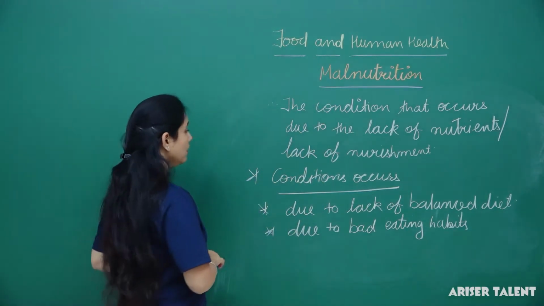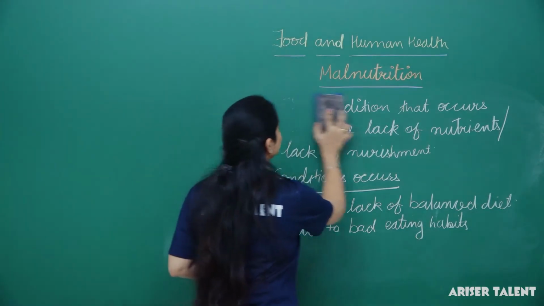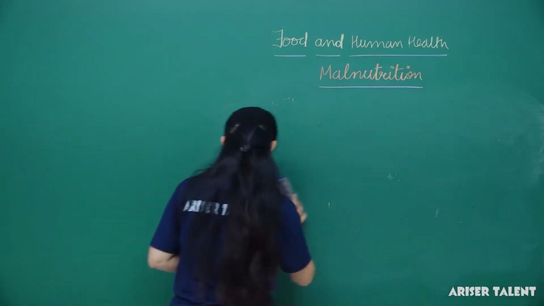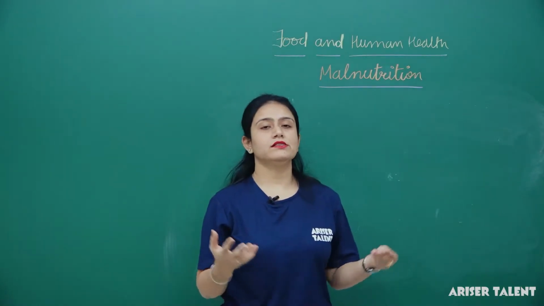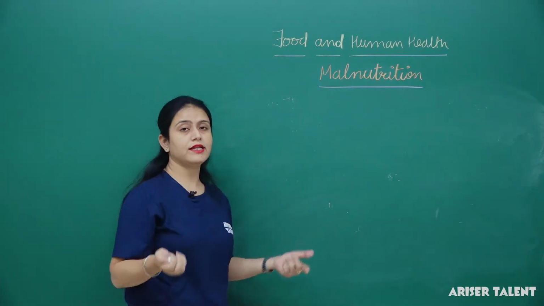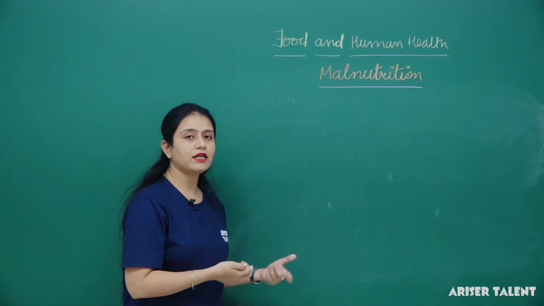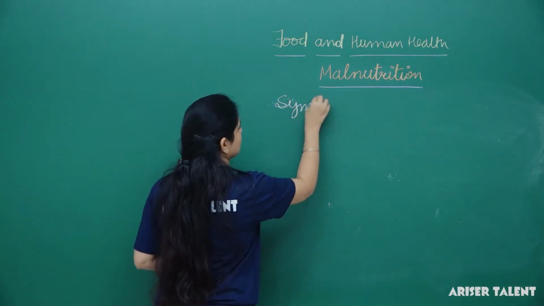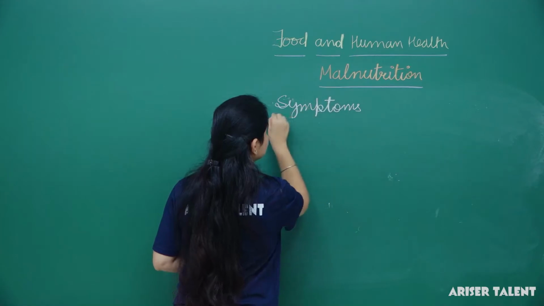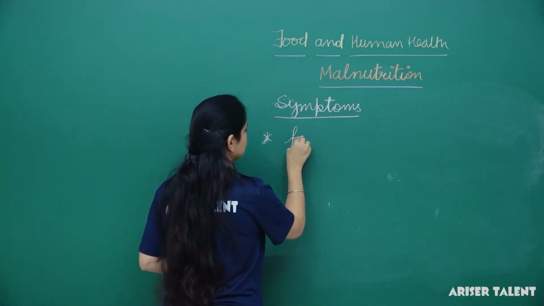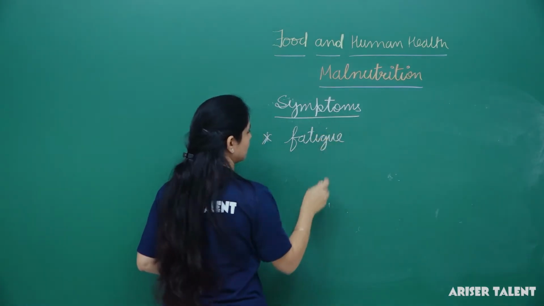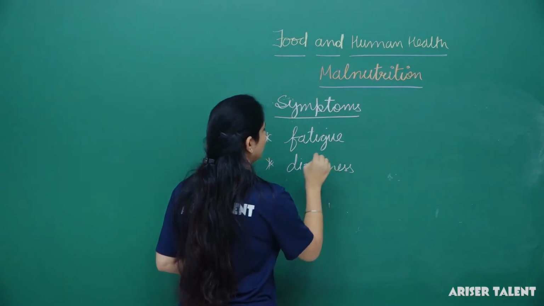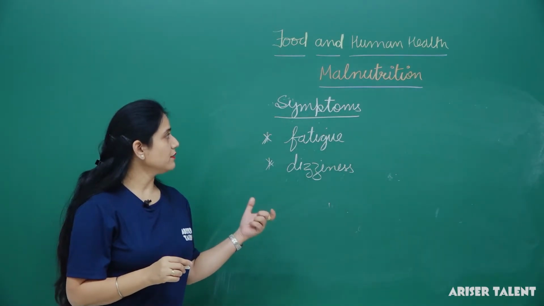Fine. Now the thing is, what are the symptoms of this malnutrition? How can you identify that a person is suffering from malnutrition? Maybe fatigue, the person feels fatigue, he is not capable to do more work because he doesn't have energy to do the functions or the activities because he is not taking a proper diet. So what are the symptoms? Symptoms of malnutrition are fatigue, dizziness, okay, these are the symptoms of malnutrition.